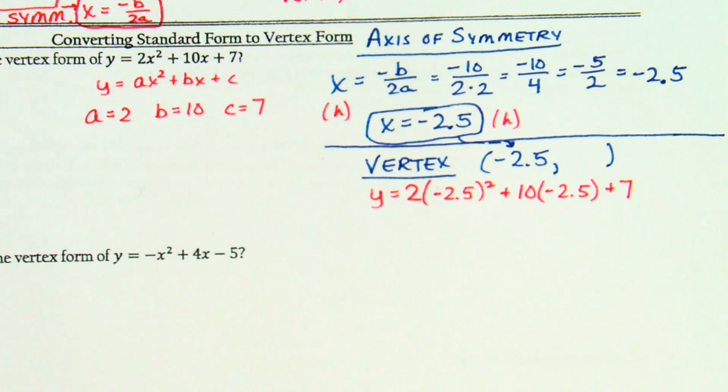Negative 2.5 squared and times 2. Let's figure out that. Or if you want to, you can enter this all into your calculator at once if you're confident enough. Okay? Otherwise, let's do the pieces. So 2 times negative 2.5 squared. You got that for me? 12.5.